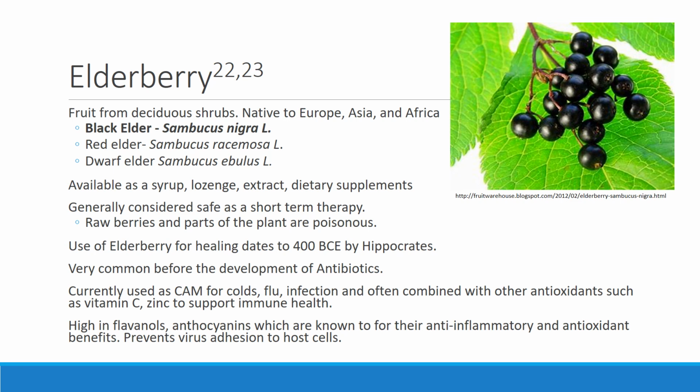And the mechanism behind its use as a therapy for influenza comes from its anti-inflammatory and antioxidant benefits from flavonols and anthocyanins. Flavonoids enhance production of cytokines, while anthocyanins have an anti-inflammatory effect, which can be responsible for pain relief and fever reduction. And elderberry also blocks the adhesion of hemagglutinin to host cell receptors.